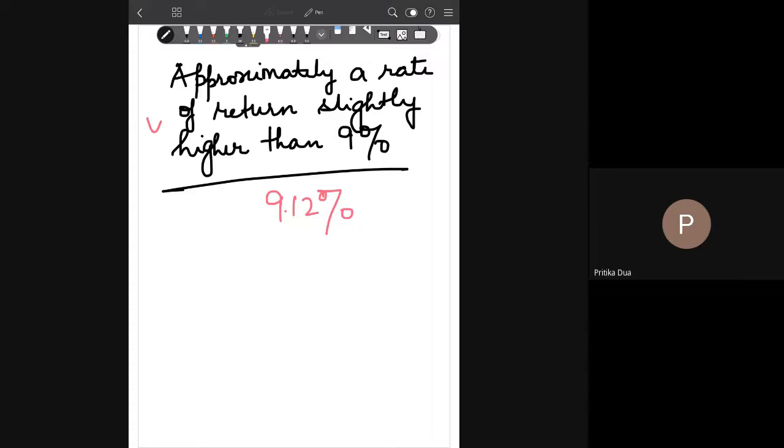Okay, so this was again a case of missing values. I hope all of you have got the same answer. We practice a few more.